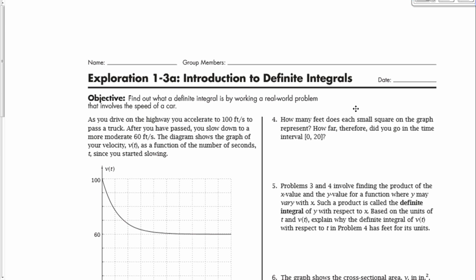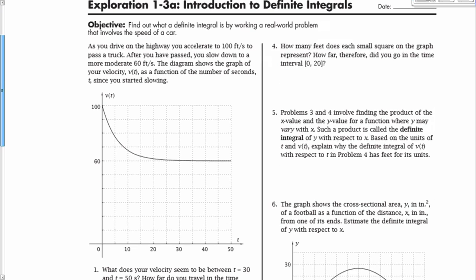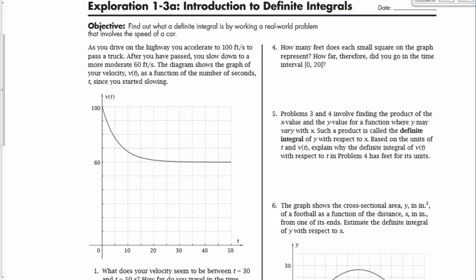Everyone should have the handout Exploration 1-3A, Introduction to Definite Integrals. So we're working on finding out what a definite integral is. We're starting with a situation where we have a car driving on the highway and we are at 100 feet per second because we're passing a truck, and after you pass you slow down to a more moderate 60 feet per second. The diagram shows the graph of your velocity v of t as a function of the number of seconds since you started slowing down.